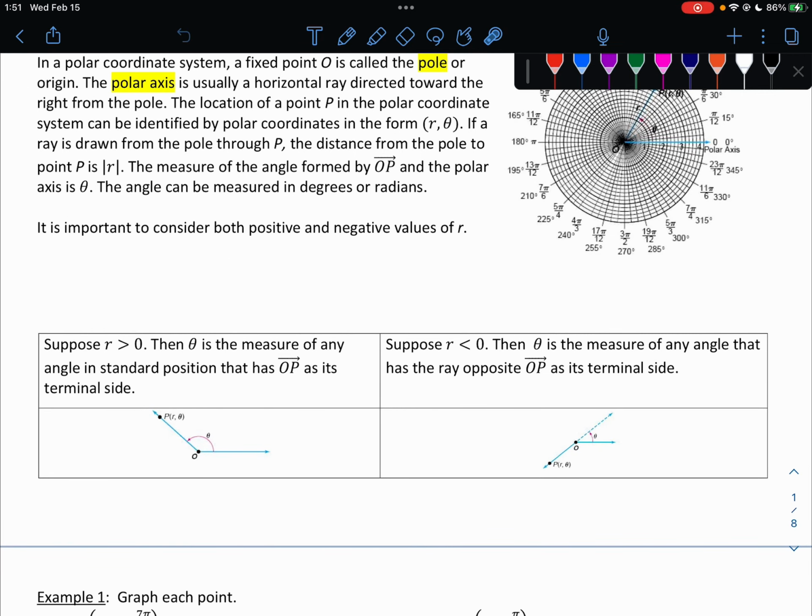Suppose r is greater than 0, then theta would be the measure of any angle in standard position that has ray OP as its terminal side. But if r is less than 0, we would basically go the opposite way. We would go the opposite way from theta. Okay, so r could be positive, could be negative. If r is positive, we go towards theta. If r is negative, we go away from theta.